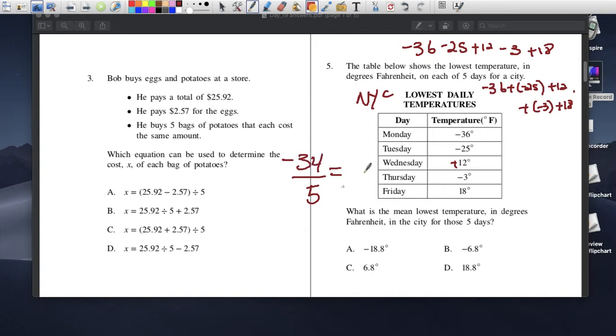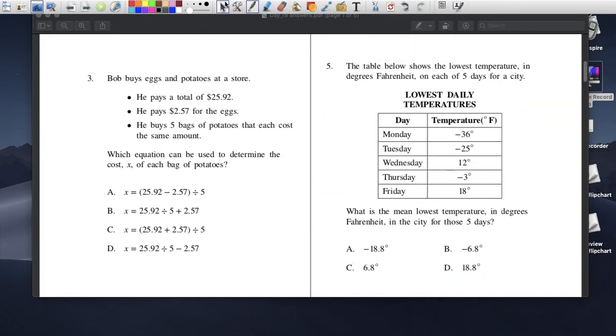So my answer is going to be a negative number. I already know that, so I can cross this out and cross this out. It's either going to be negative 6.8 or negative 18.8, and the only one that makes sense, right? Because 30 divided by 5 is 6, so 34 divided by 5 shouldn't be too far over. So just to confirm it, divide by 5, and you can see in your calculator you get negative 6.8. So far, so good.